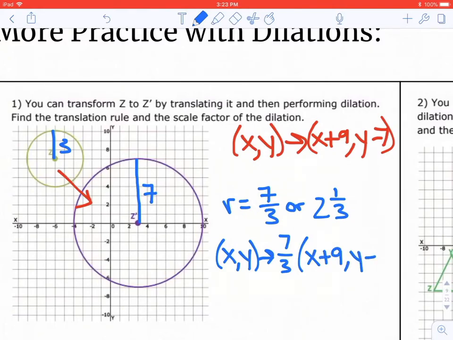by our translation. So this will help us to start working with composition of transformations. So it was translated and then it was dilated, and so our final algebraic rule would be this one at the bottom.